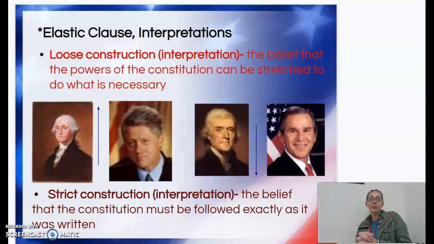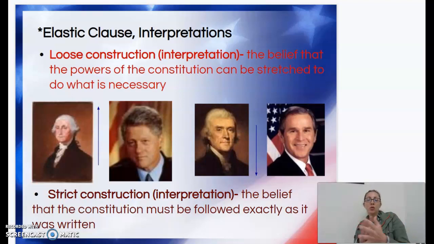But then the elastic clause has been interpreted in different ways. The Constitution has been interpreted in different ways. And that's the loose interpretation or loose construction versus the strict construction. So people who loosely interpret the elastic clause and the Constitution really believe that the powers of the Constitution can kind of be stretched. It's a little flexible to do what's necessary within the confines or other restrictions. Whereas people who are strict constitutionalists, they believe that the Constitution must be followed exactly as it was written. There's no reading between the lines or being flexible.